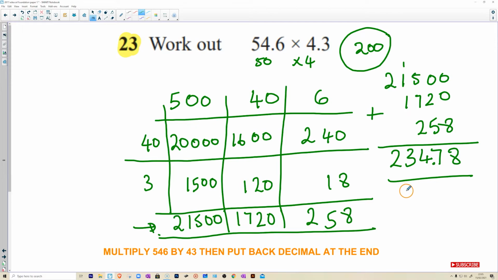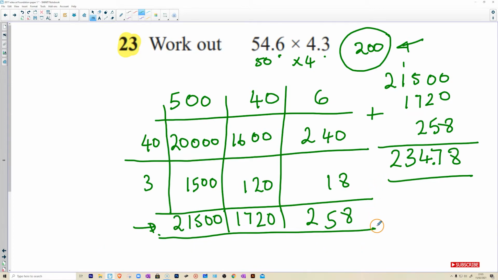Now the other way of doing this is counting how many decimals there are after each number. There is one number after the decimal here, and one number after the decimal here. So in total there should be 2 numbers after the decimal, and that works here too. But this is the best way to do it: estimate your answer first.